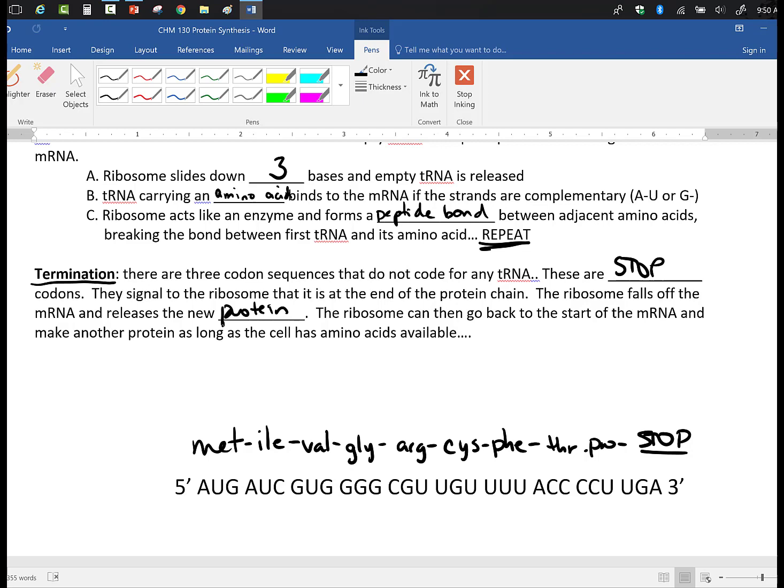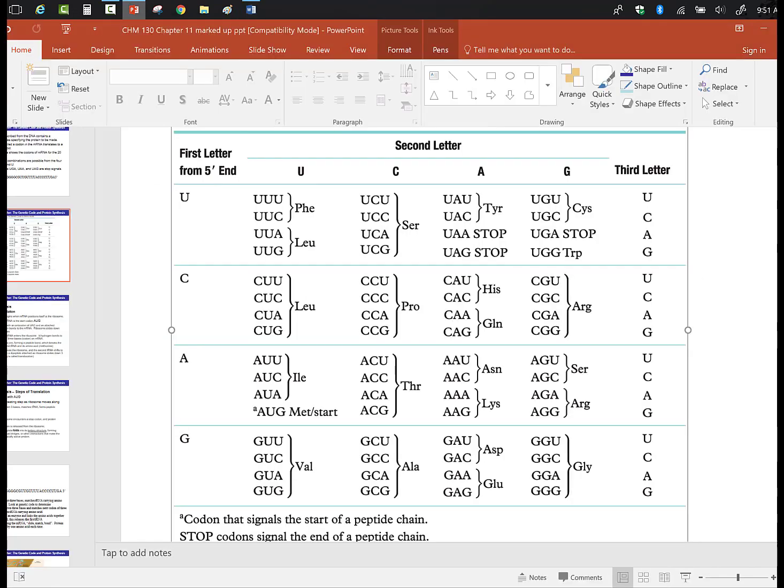But every single time, it's the exact same sequence of amino acids linked together into that protein, because you're using the sequence of that mRNA as the recipe or the steps in order to form this protein. So that's how protein synthesis occurs.